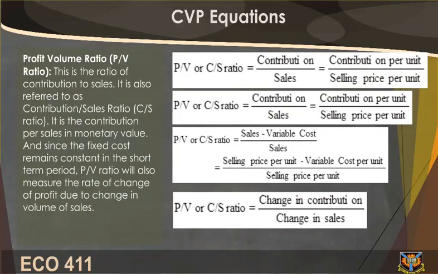Profit volume ratio, that is PV ratio. This is the ratio of contribution to sales. It is also referred to as contribution or sales ratio, CS ratio. This is the contribution per sales in monetary value, and since the fixed cost remains constant in the short-term period, PV ratio will also measure the rate of change of profit due to change in volume of sales.